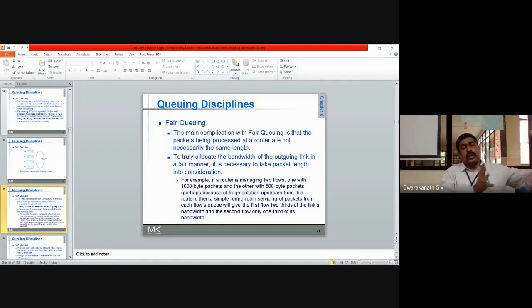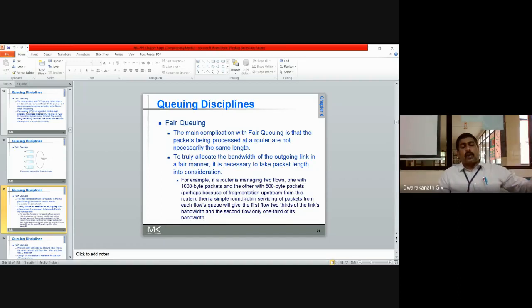So I am telling you to take the packet length in flow 1, what is the packet length? In flow 2, what is the packet length? In flow 3, what is the packet length? You have to take that into consideration. Then you have to fix a time for that. Let it be round robin, not an issue. For example, for flow 1, I will fix some 10 seconds.